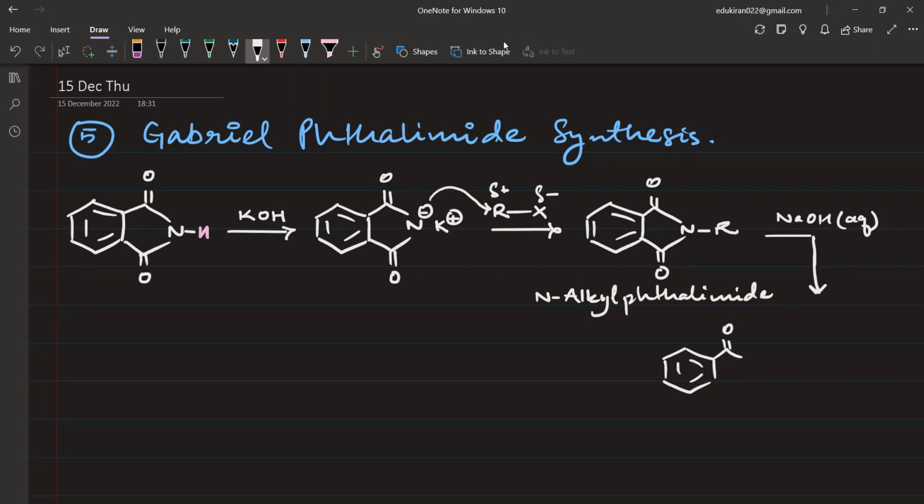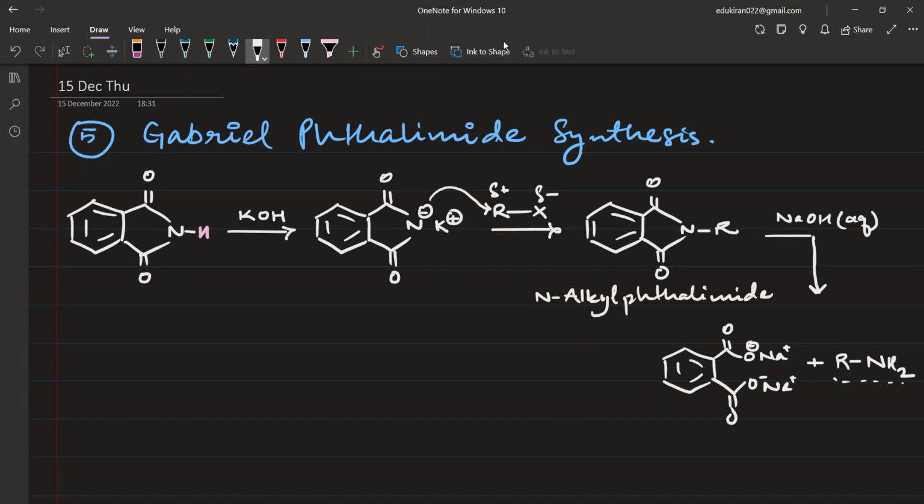This will be C double bond O, O negative, Na positive. Here also you'll have the same thing, C double bond O, O negative, Na positive. Plus we are going to get RNH2. So this nitrogen is going to get 2 hydrogens. And here we are getting the carboxylate ion and sodium positive. So here we get a primary amine.